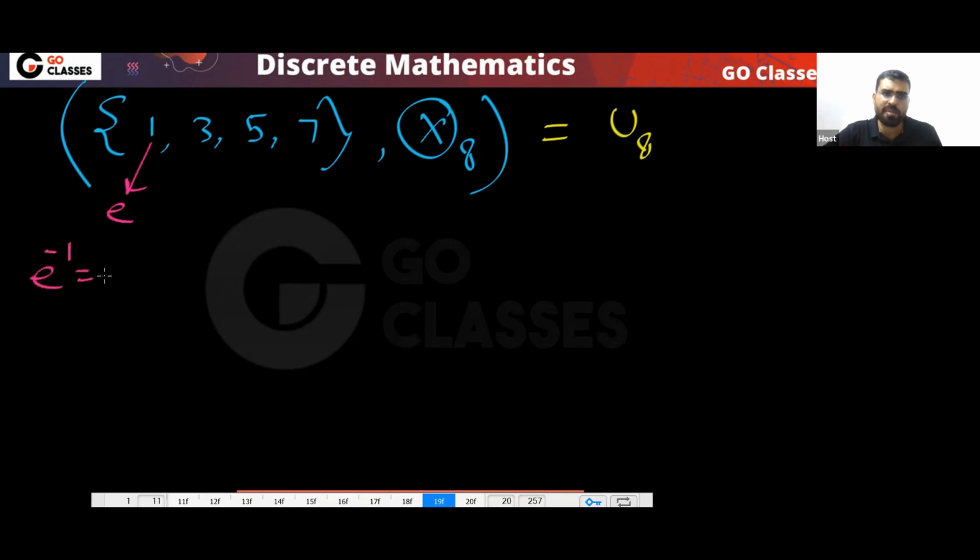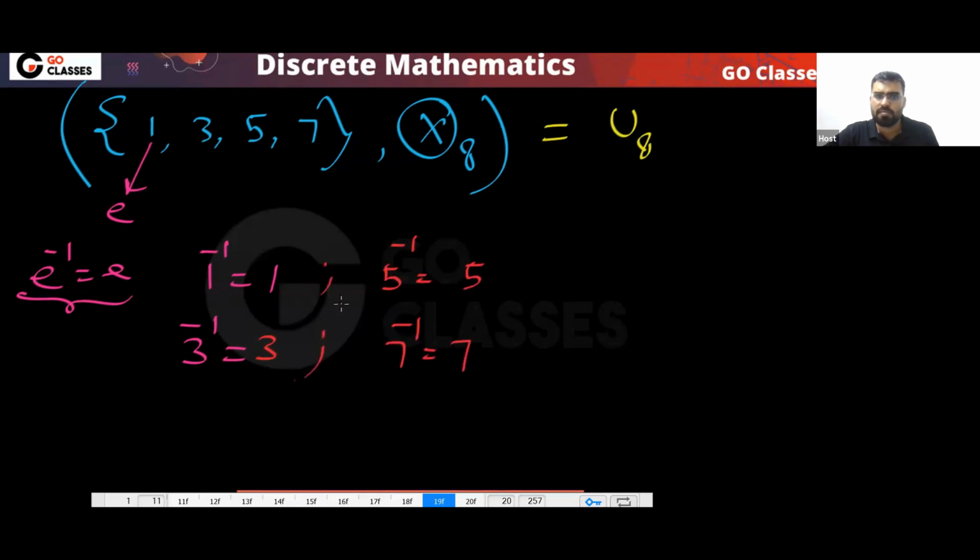The inverse of the identity element will always be itself, so 1 inverse will be 1. But what is 3 inverse? Tell me, what is 3 inverse here? Here 3 inverse is 3, 5 inverse is 5, and 7 inverse is 7.